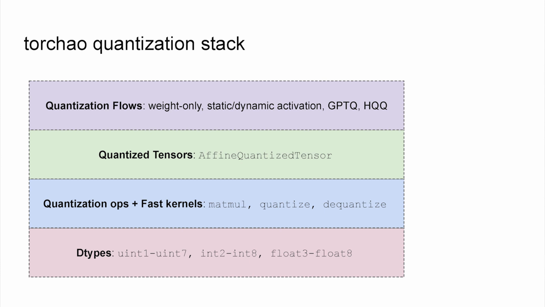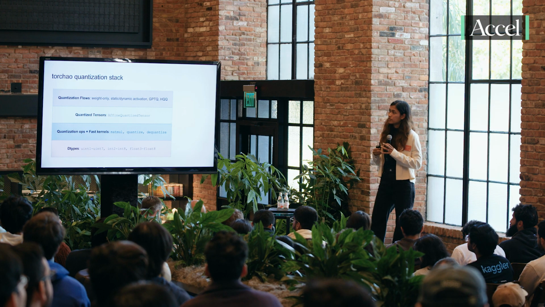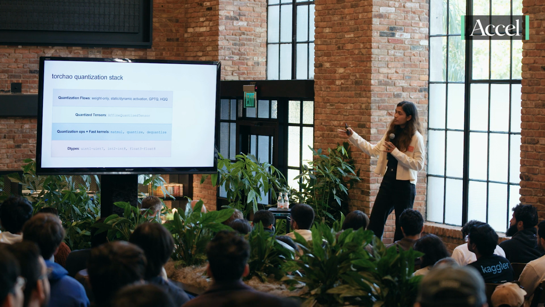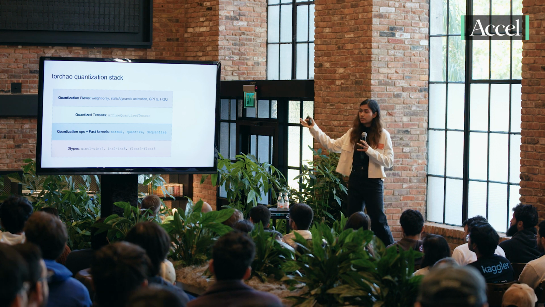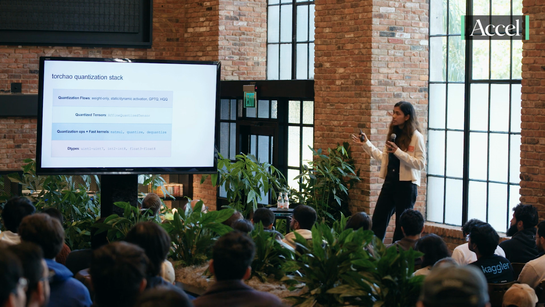Sitting on top of these D types are the quantization ops and fast kernels. Quantization ops are operations that are used to convert tensors from low to high precision, while fast kernels are there in case the compiler may not generate optimized kernels. So now that we have these D types and associated operators, we can glue them together in an abstraction known as quantized tensor, and we have support for affine quantized tensor, which is a subclass of a torch tensor type.